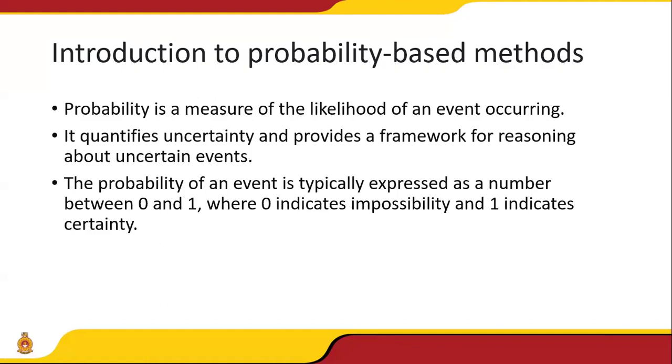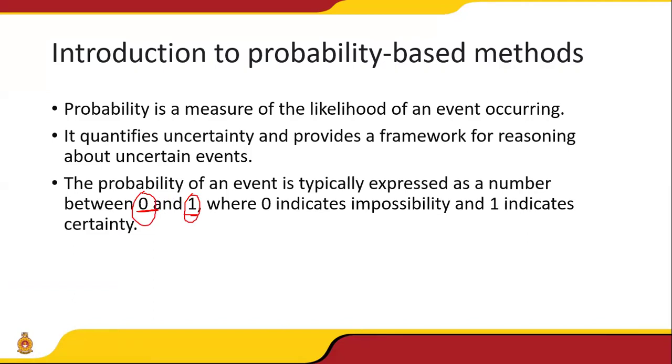Basically, this is about an event happening or not, so it's all about 0 to 1. 0 means there's no possibility of this event happening. 1 means there's a high probability, or it's sure to happen. For example, we are pretty sure the sun will rise from the east, not from the west. So the sun rising from the east has probability 1, and the sun rising from the west has probability 0.